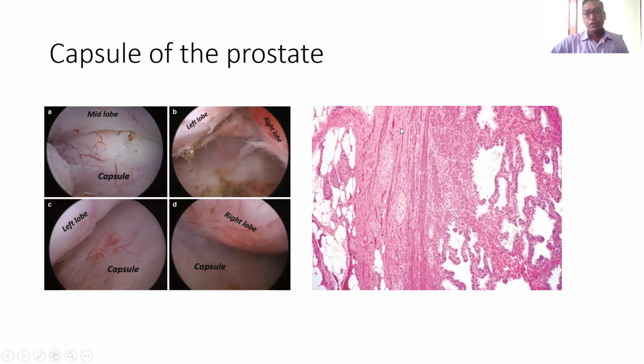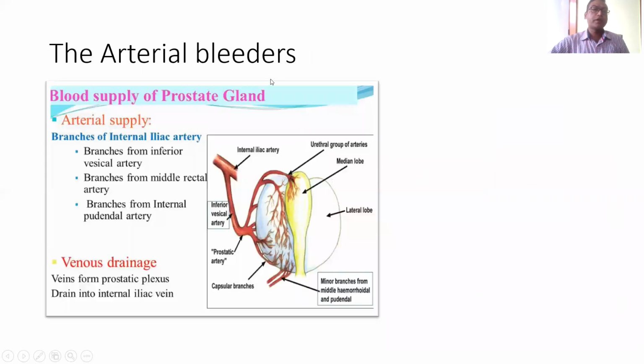However, the capsule of the prostate is a very ill-defined structure, varying from 0.5 to 3 mm in thickness. Outer to this, there is a fibromuscular tissue, fatty tissues, and inside this is the glandular element of the prostate. These are the smooth muscles of the capsule of the prostate. Arterial bleeders. The prostate is supplied by branches of the inferior vesical artery, middle rectal, or internal pudendal artery.